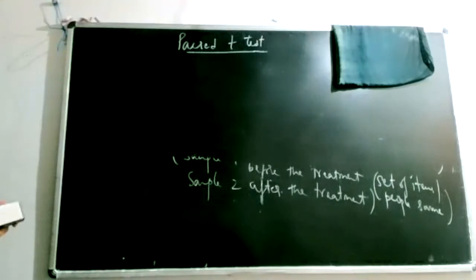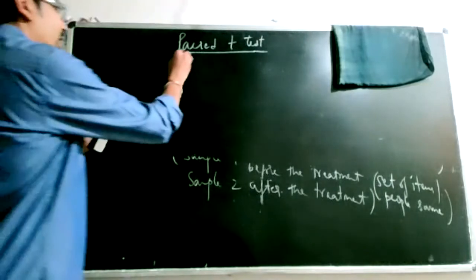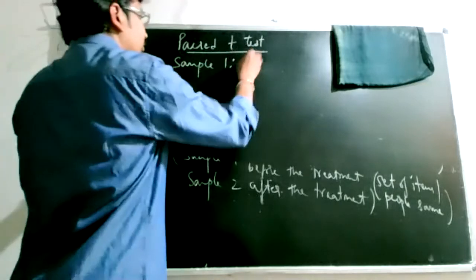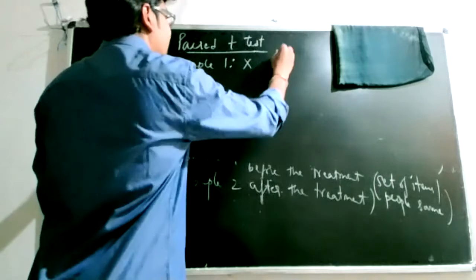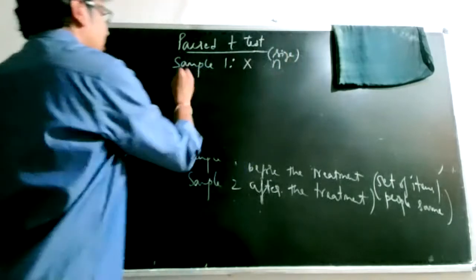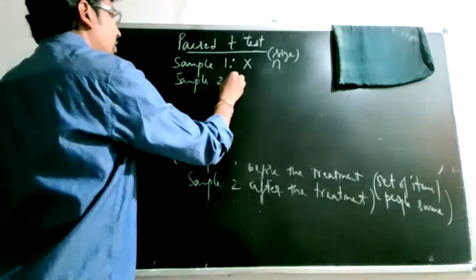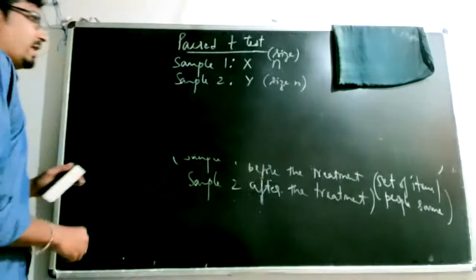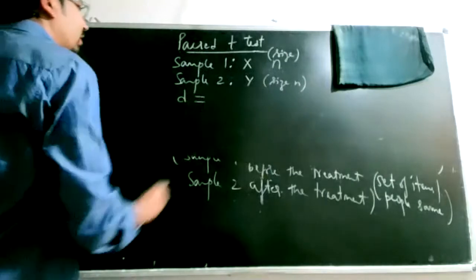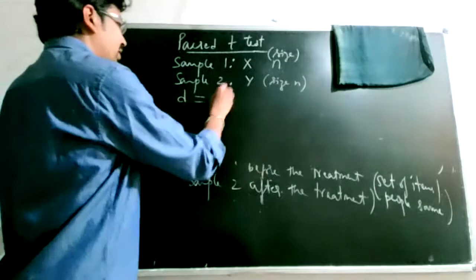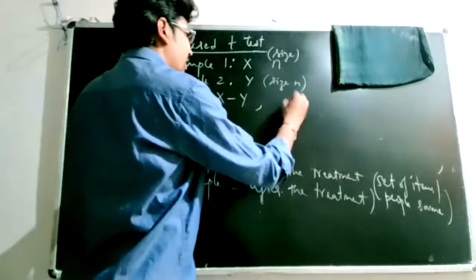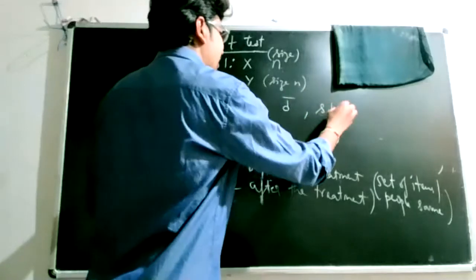Okay, so we have two samples. I have selected sample 1 items before treatment. So I'll call that as X, and I have the size n here. Since we are talking about pair, the size is same. I'll give some treatment. I'll record the values of Y with size n only. And then we define the deviation variable, usually called D, as X minus Y. And for this D, we compute the mean as well as the standard deviation.